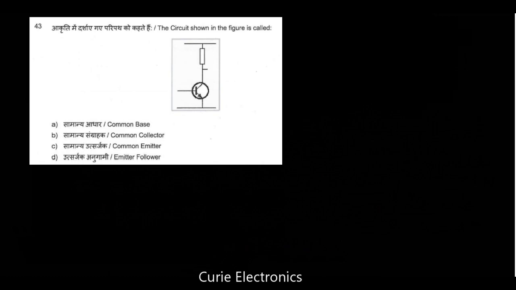The circuit shown in the figure is called common base. See here, common collector, common emitter, emitter follower. Here you have to see that the emitter terminal is common to both input and output, so this is a common emitter circuit. Because output is taken from the collector, it's a common emitter. If output is taken from the emitter, then it is an emitter follower.